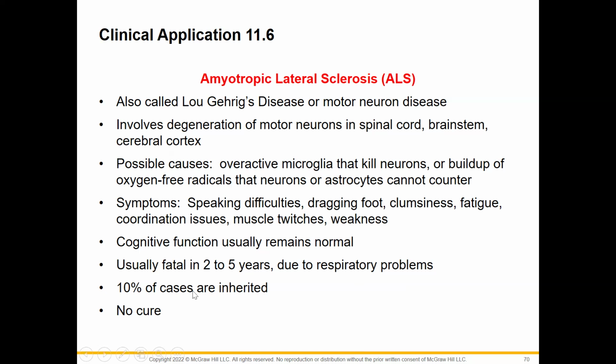10% of cases of ALS are inherited. The other 90% then are because of some genetic damage that may occur in a particular cell. It might be a neuroglial cell. It might be an increase in free radicals that damage cells, etc. There's no cure for ALS. The medications that are there are to help slow the progression, but at this point, there's no cure for ALS.